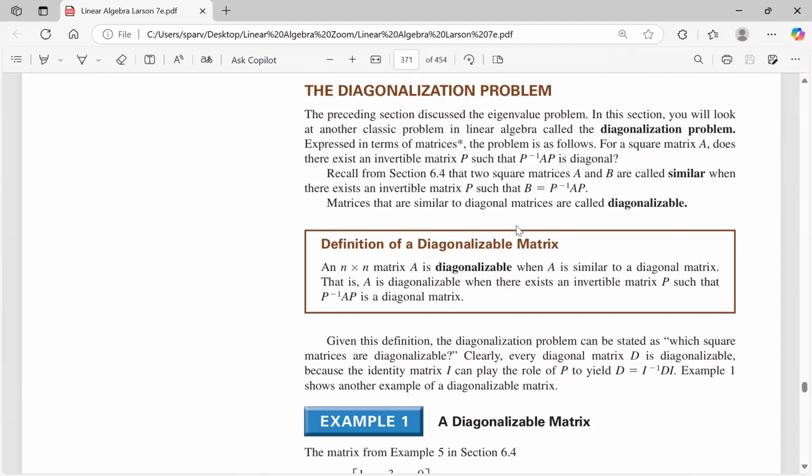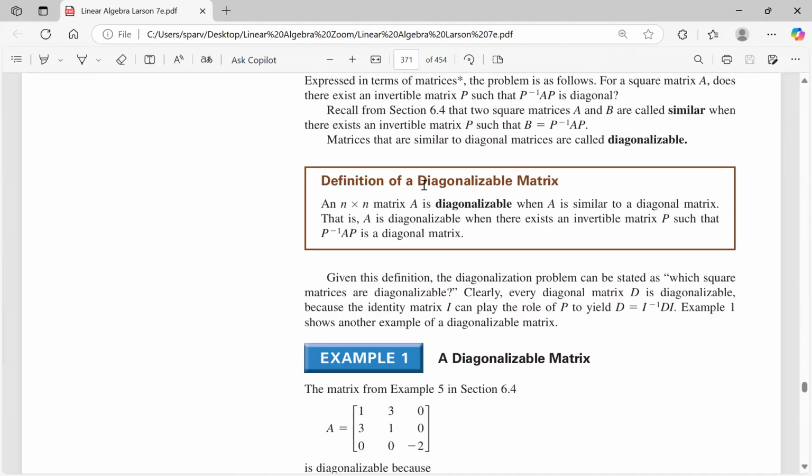What matrices are diagonalizable? The matrices that are similar to diagonal matrices. This is the definition of a diagonalizable matrix. Suppose we have a square matrix A. You can turn it into a diagonalized matrix when A is similar to a diagonal matrix. And our diagonal matrix is going to look like this.